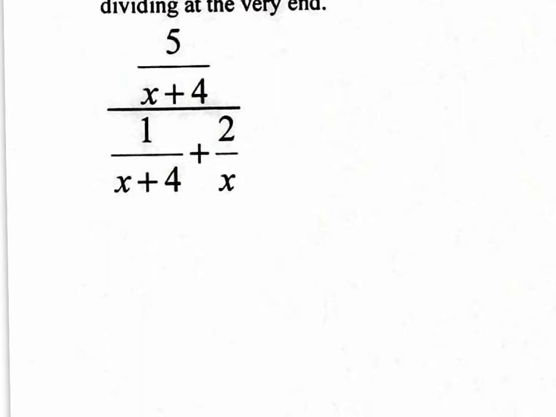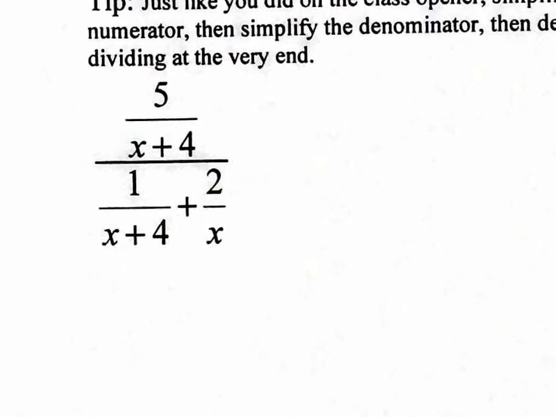Instead of me actually drawing parentheses and putting the LCD on top and bottom, I'm going to put the LCD right next to every single fraction. So the first thing you need to do is know what the LCD is, and in this case, the LCD, the least common denominator, is x plus 4 times x. You guys agree with that? In other words, each of those denominators could be changed to x plus 4 times x.